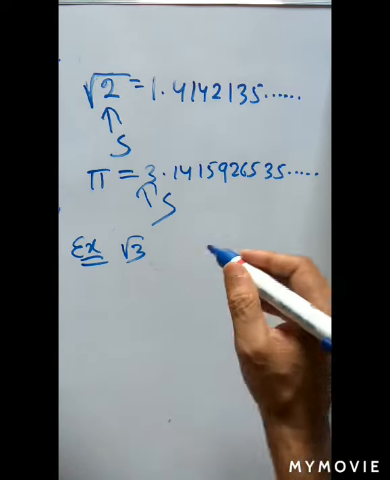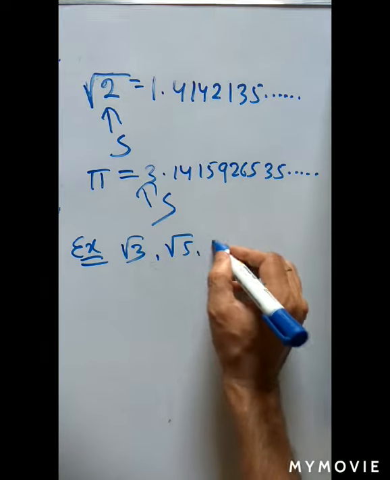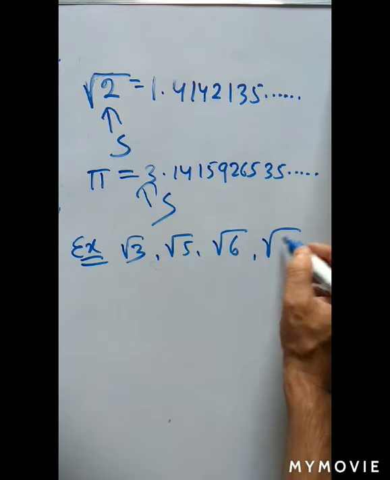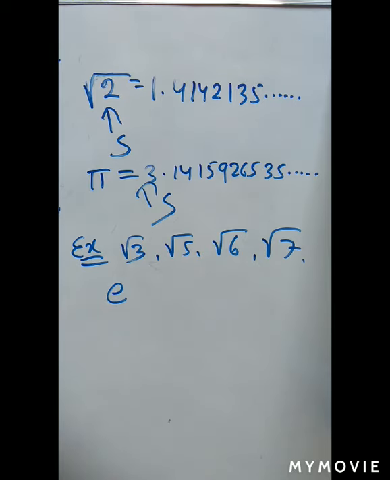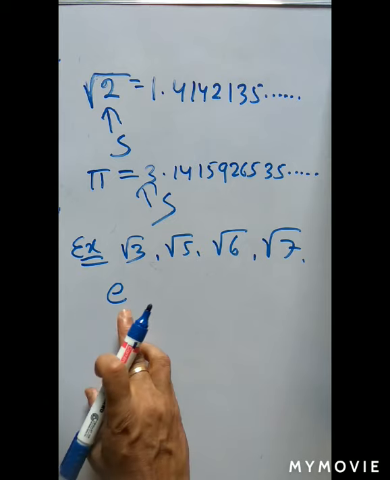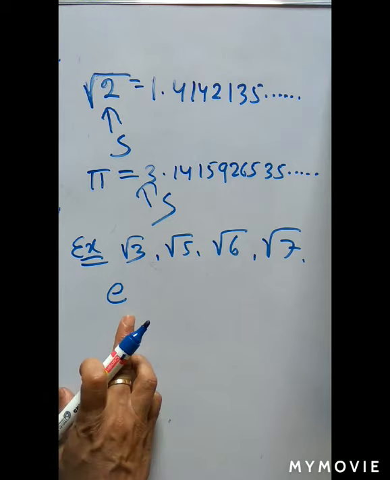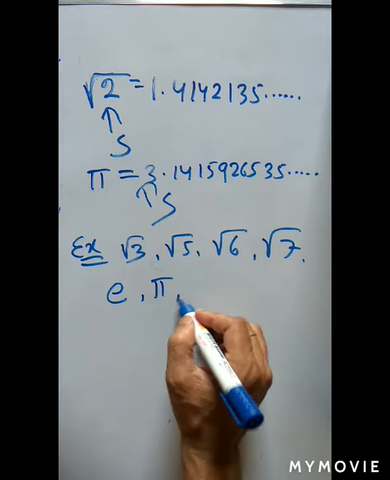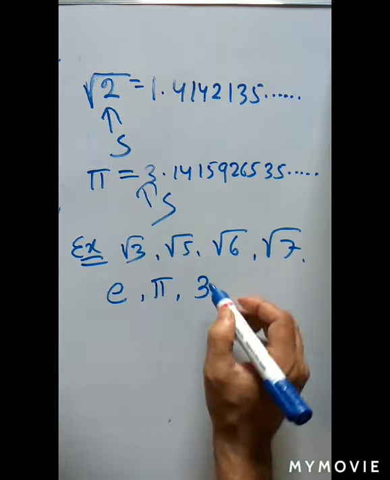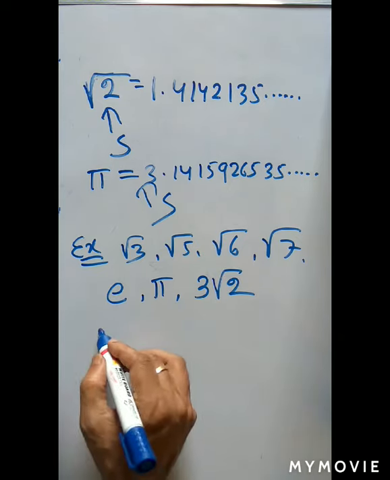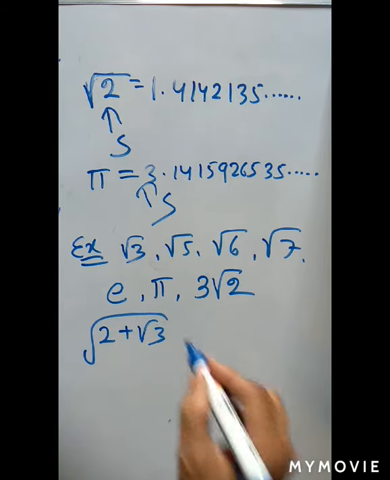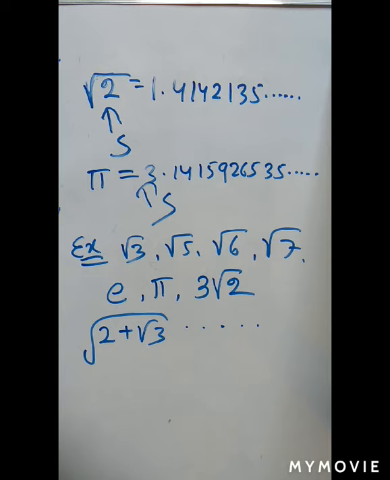Other examples of irrational numbers are root 3, root 5, root 6, root 7. The exponential function is also one we will read about in future classes, and that is also an irrational number, like pi. And suppose root 2 is an irrational number. If you multiply by 3, you will also get an irrational number, 3 root 2. Then 2 plus square root of 3. So these are called which number? Irrational number.